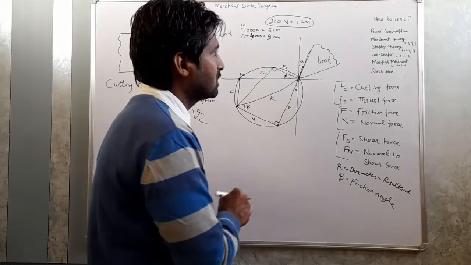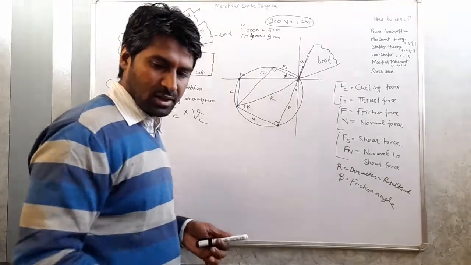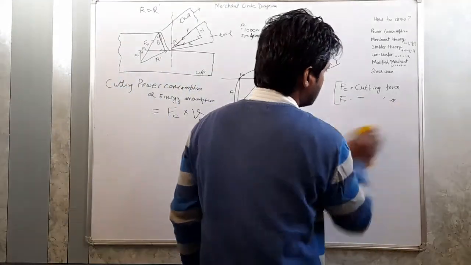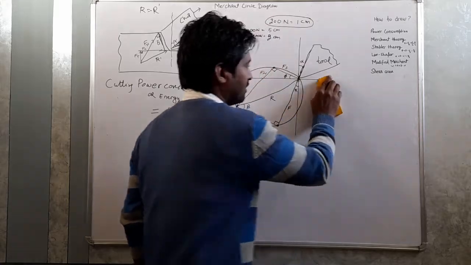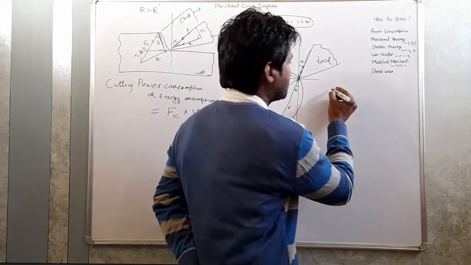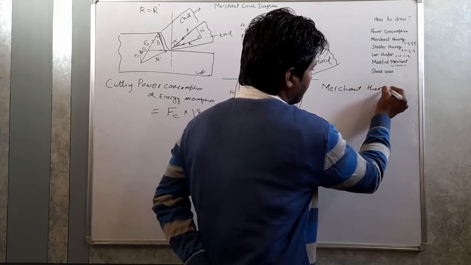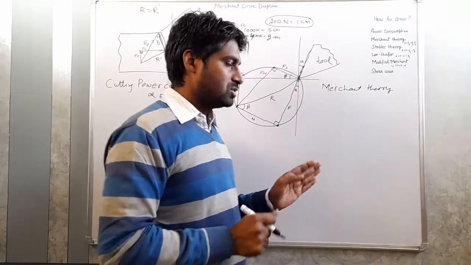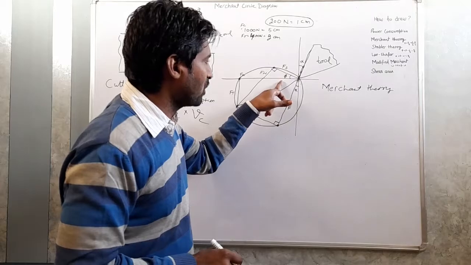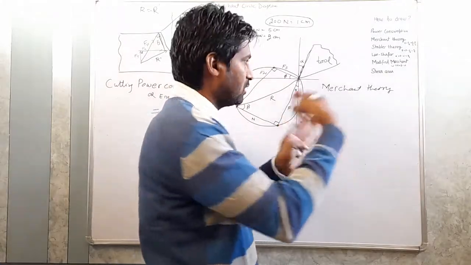And next, there are some theories that are generally asked in competitive exams. So I will discuss those theories, and I will tell the way how to remember them. One is the Merchant theory. Mostly in all the theories, three angles will be used: alpha, beta and phi. And we will use pi by 4 on the right hand side.